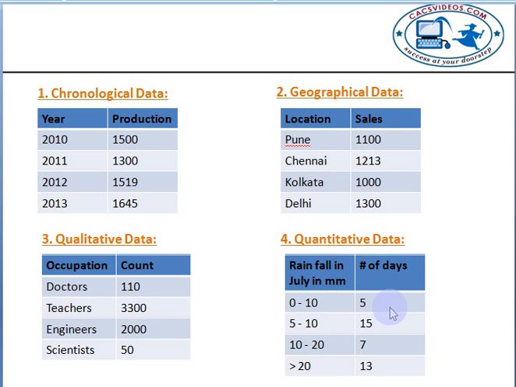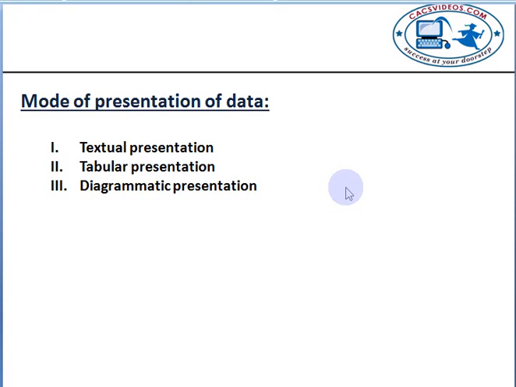This we have already discussed previously. So there are four types of data classification techniques: first, chronological data; second, geographical data; third, qualitative data; and fourth, quantitative data. Now we will discuss the mode of presentation of data. Actually, data can be presented in three modes: first is textual presentation, second is tabular presentation, third is diagrammatic presentation.